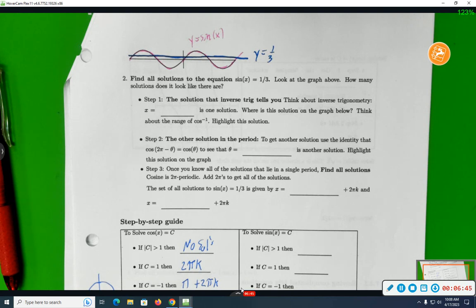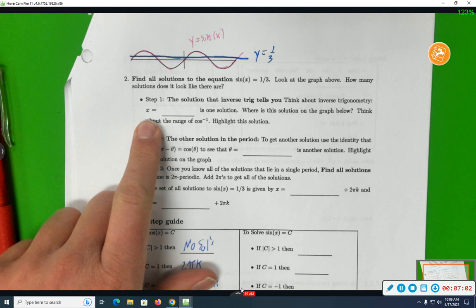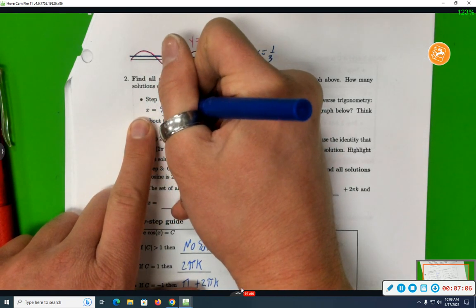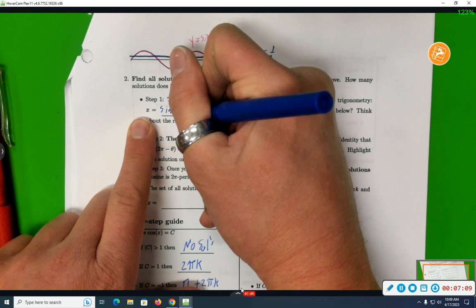As a hint, it involves inverse sine. So what's the simplest solution to this equation? So the input x is inverse sine of 1 over 3.